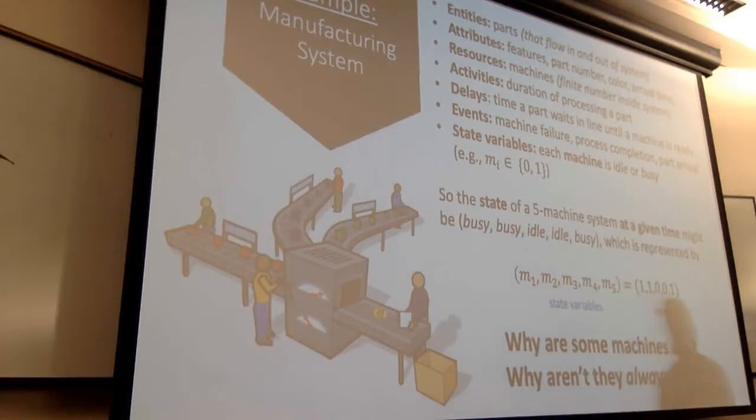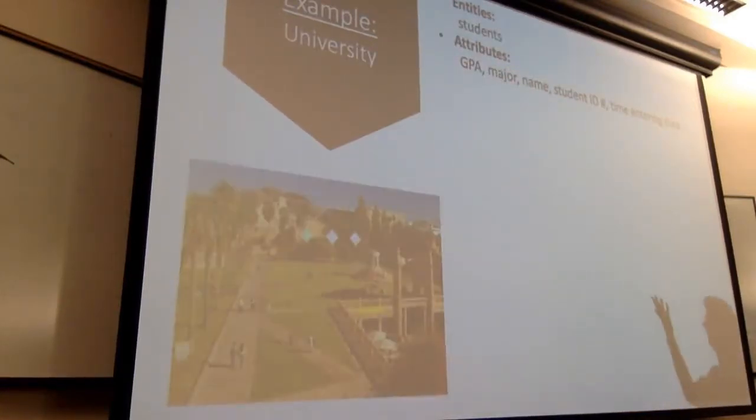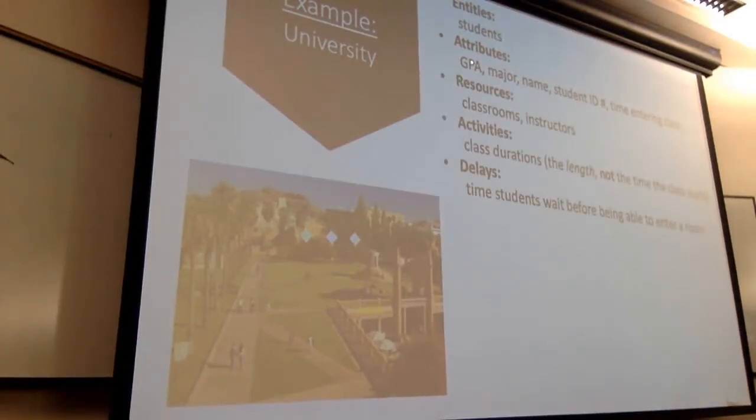Well, let's move on. I think some of these questions will get answered as we move forward here. Here's another example, university. I'll go through this quickly. Students, I'm modeling as the entity. They are differentiated by GPA, major, their names, their ID numbers, etc.